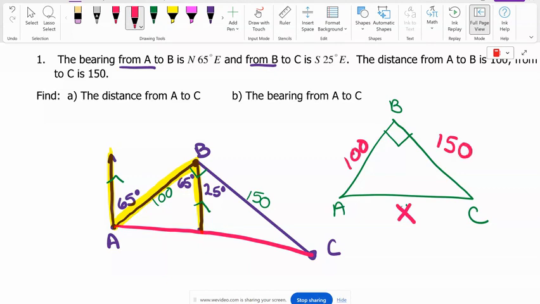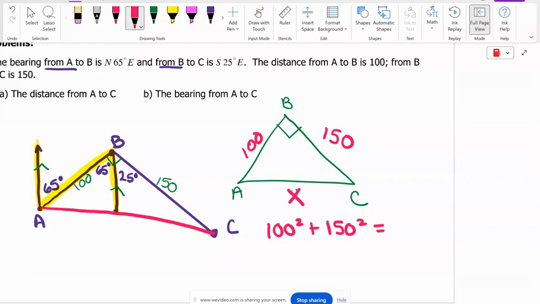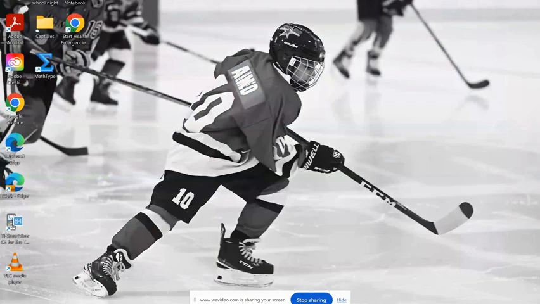Do I need to find an angle measurement to solve this? No, what can I use? Pythagorean theorem, you got it. So I'm going to say 100 squared plus 150 squared is equal to x squared. I'm going to take this a step further before I go to my calculator. Do you all agree that x will equal the square root of 100 squared plus 150 squared? So I'm actually going to type this whole thing into my calculator. So let's go to the calculator.